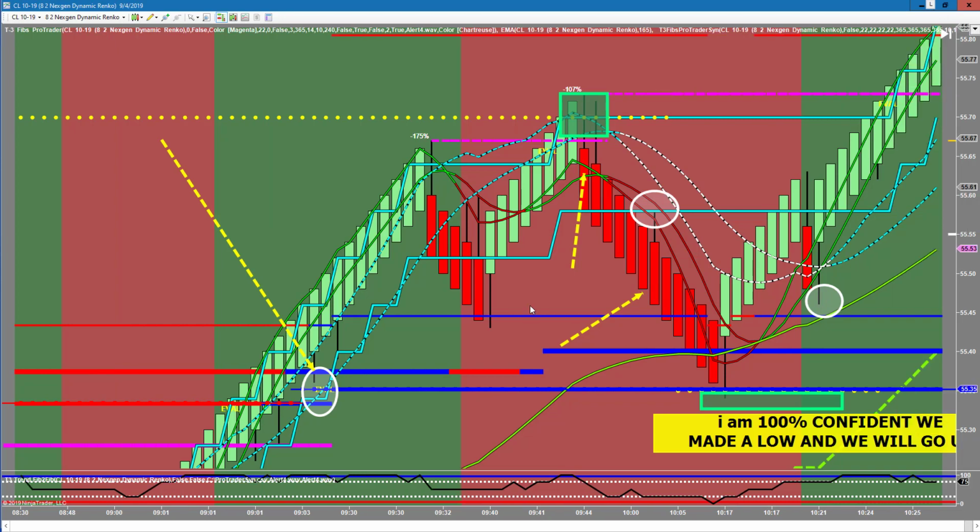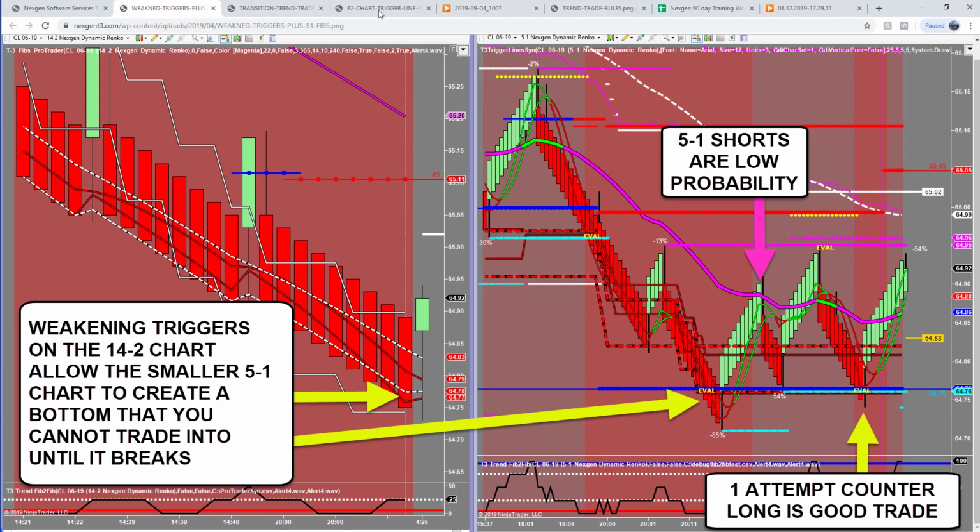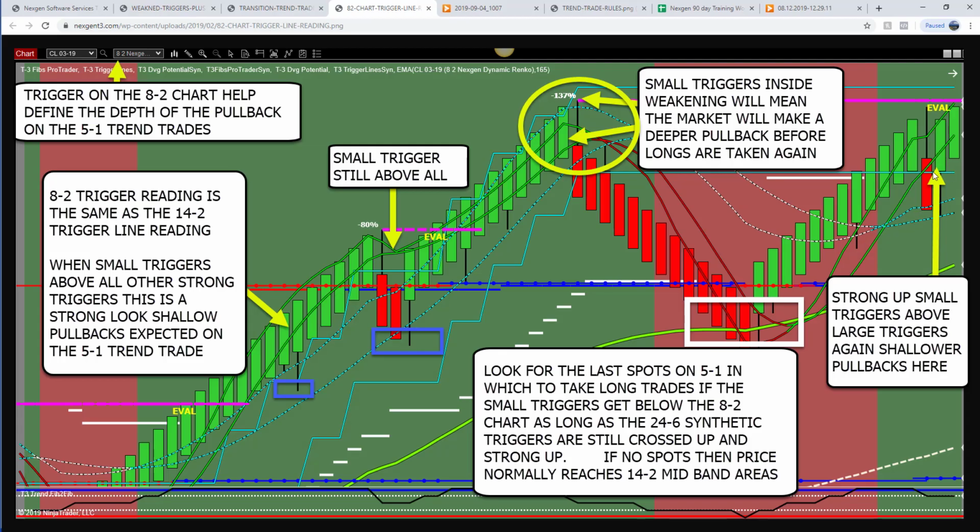I don't think it does. And then we talked about, again, I can talk about it all day long. It doesn't matter. Look over here on this picture from the plan. Strong up, get below. It's going to go down deeper. And then small trigger, strong up above again, shallow pullbacks.